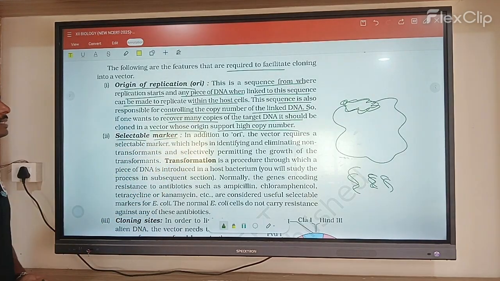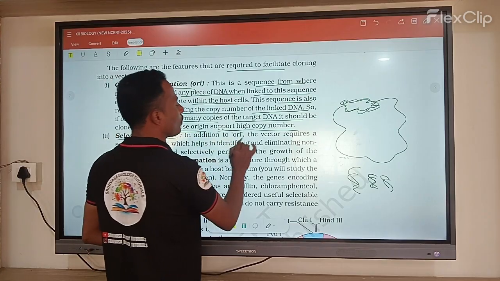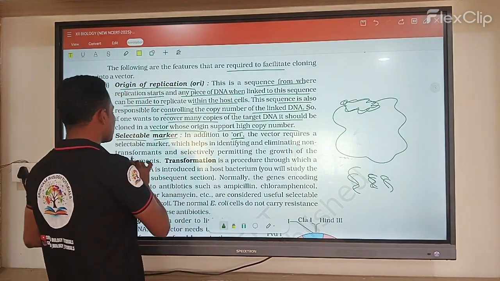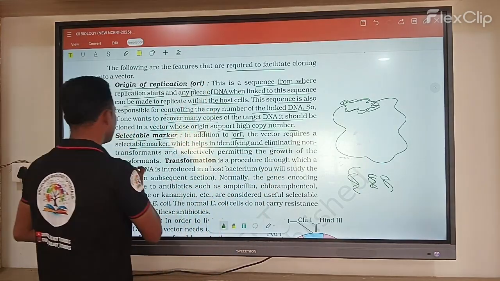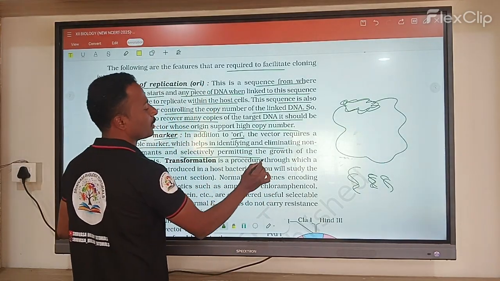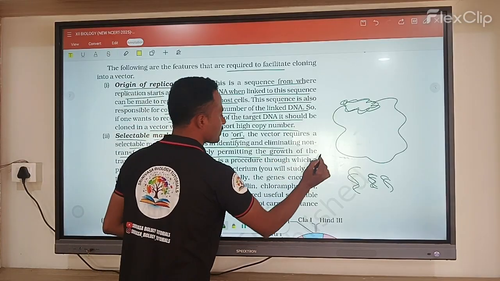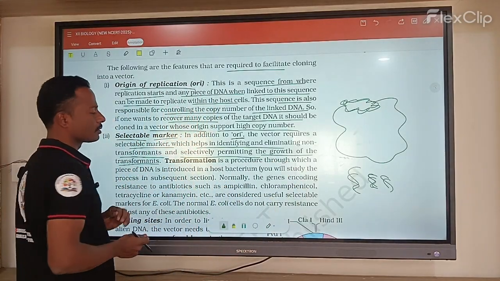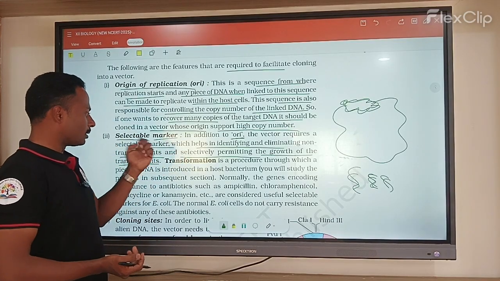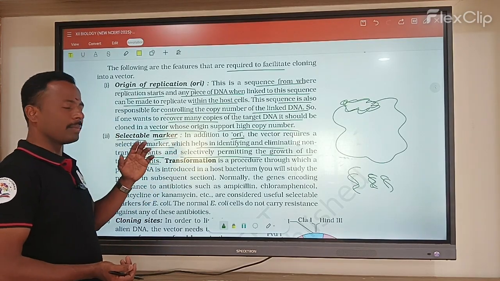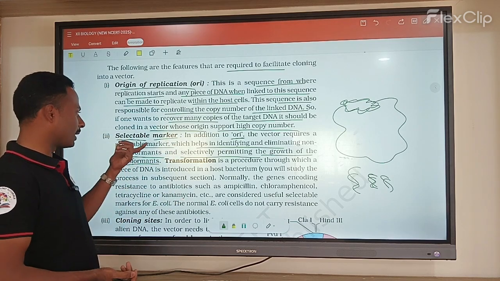Second one is selectable markers. In addition to ORI, the vector requires selectable markers, which help in identifying and eliminating non-transformants and selectively permitting the growth of transformants. So recombinants and non-recombinants are identified and eliminated with the help of selectable markers.